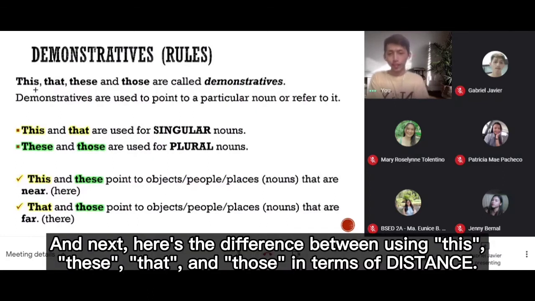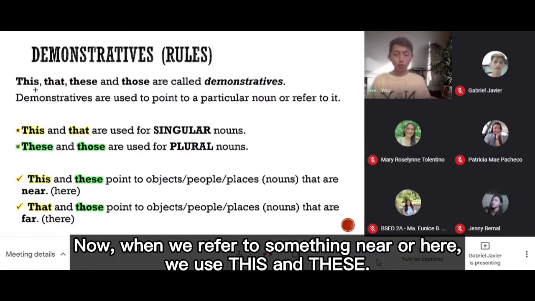And next, here's the difference between using this, these, that, and those in terms of distance. Now, when we refer to something near or here, we use this and these.